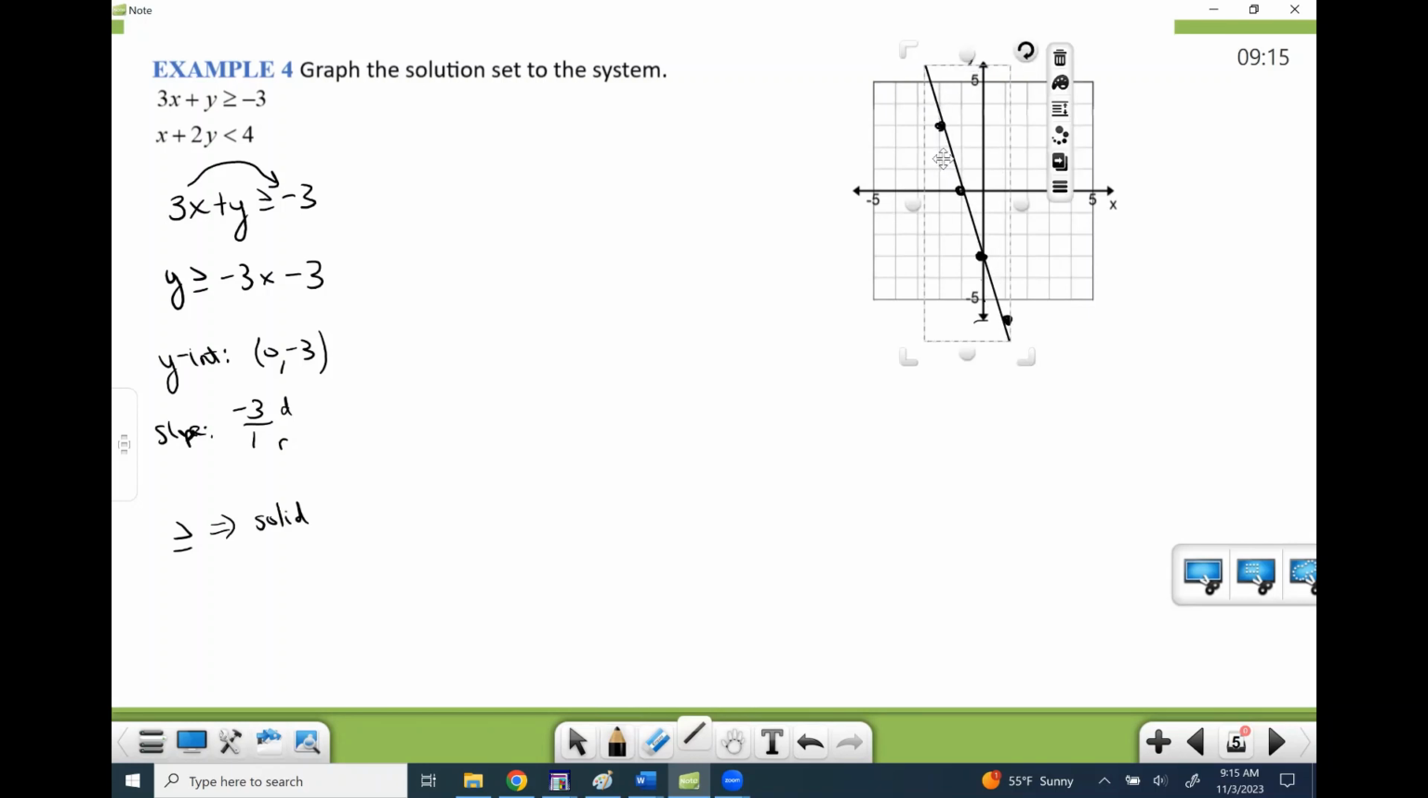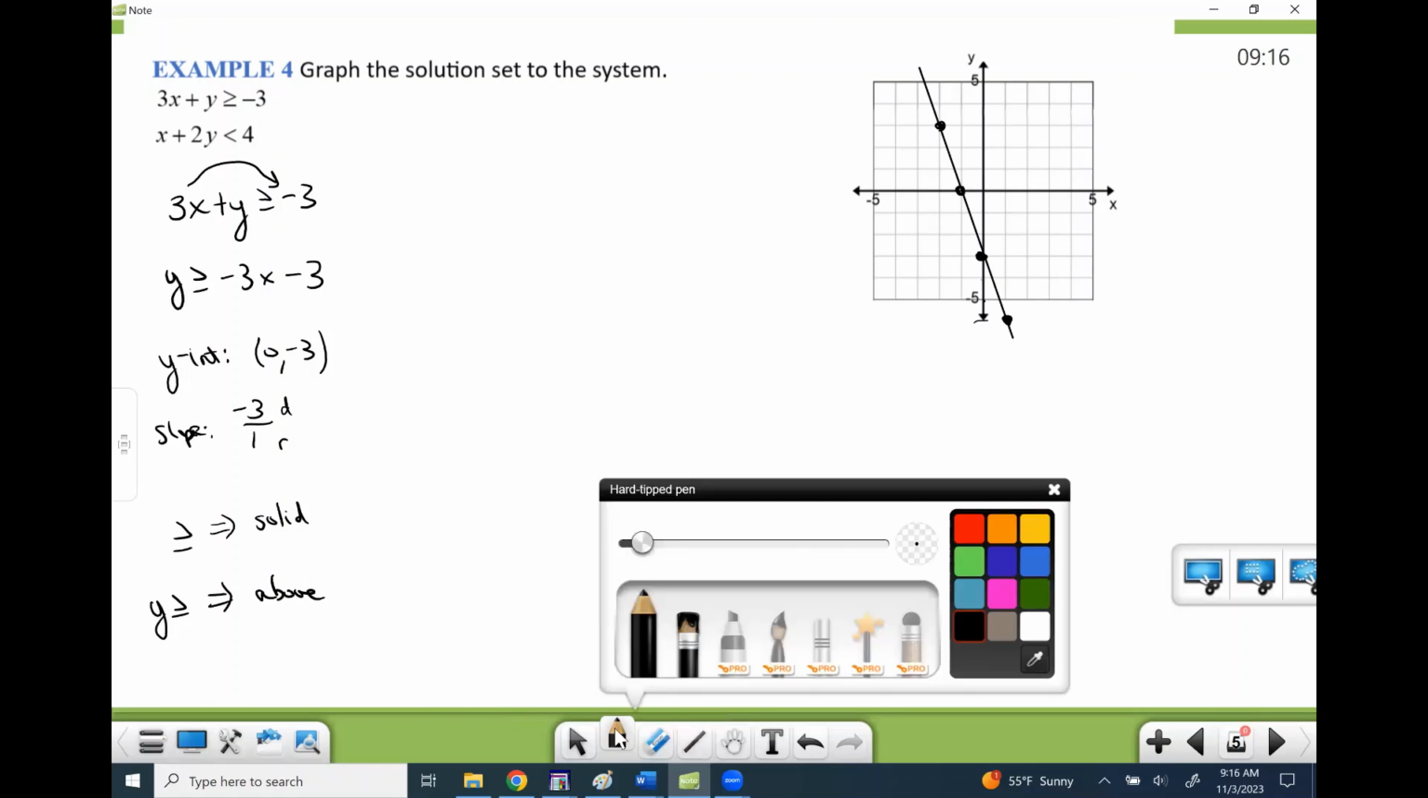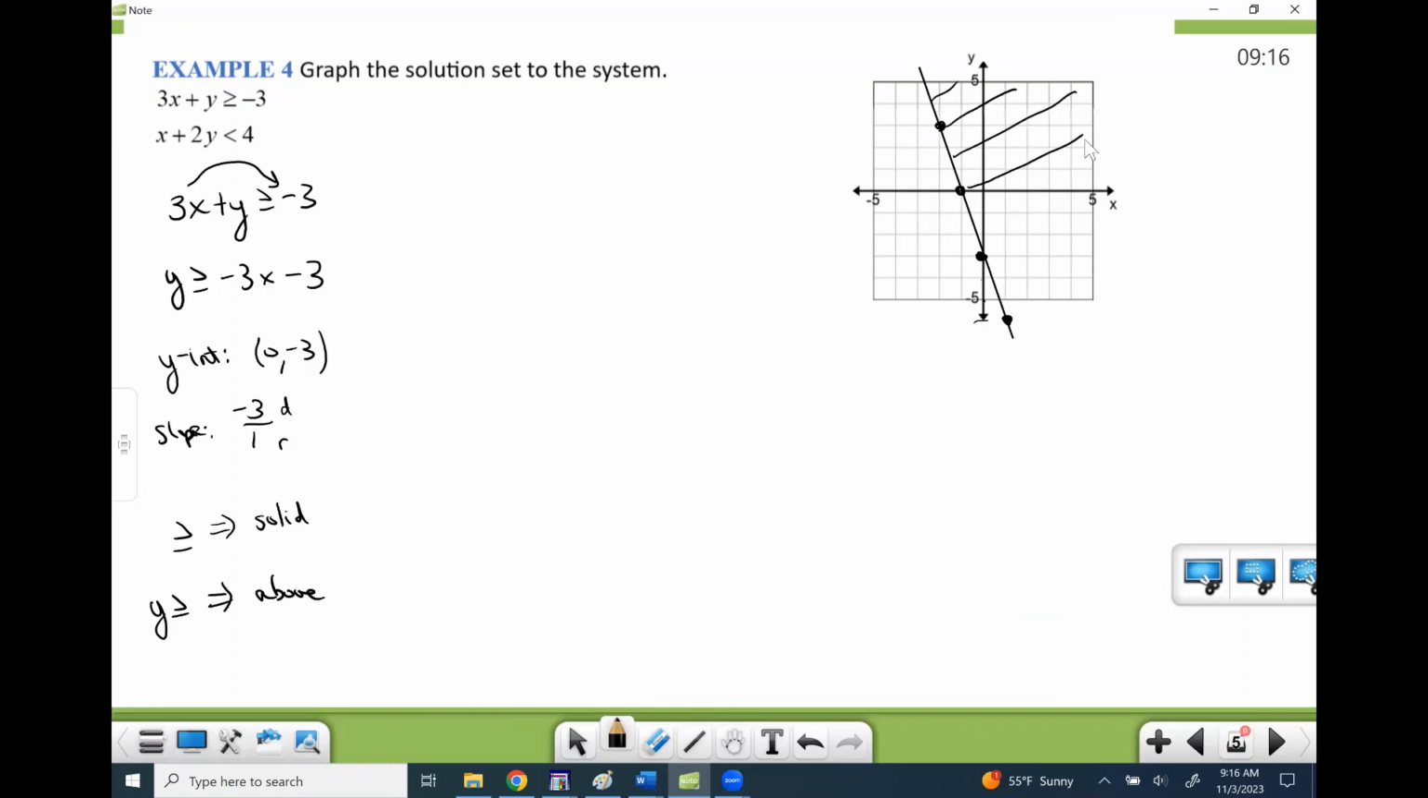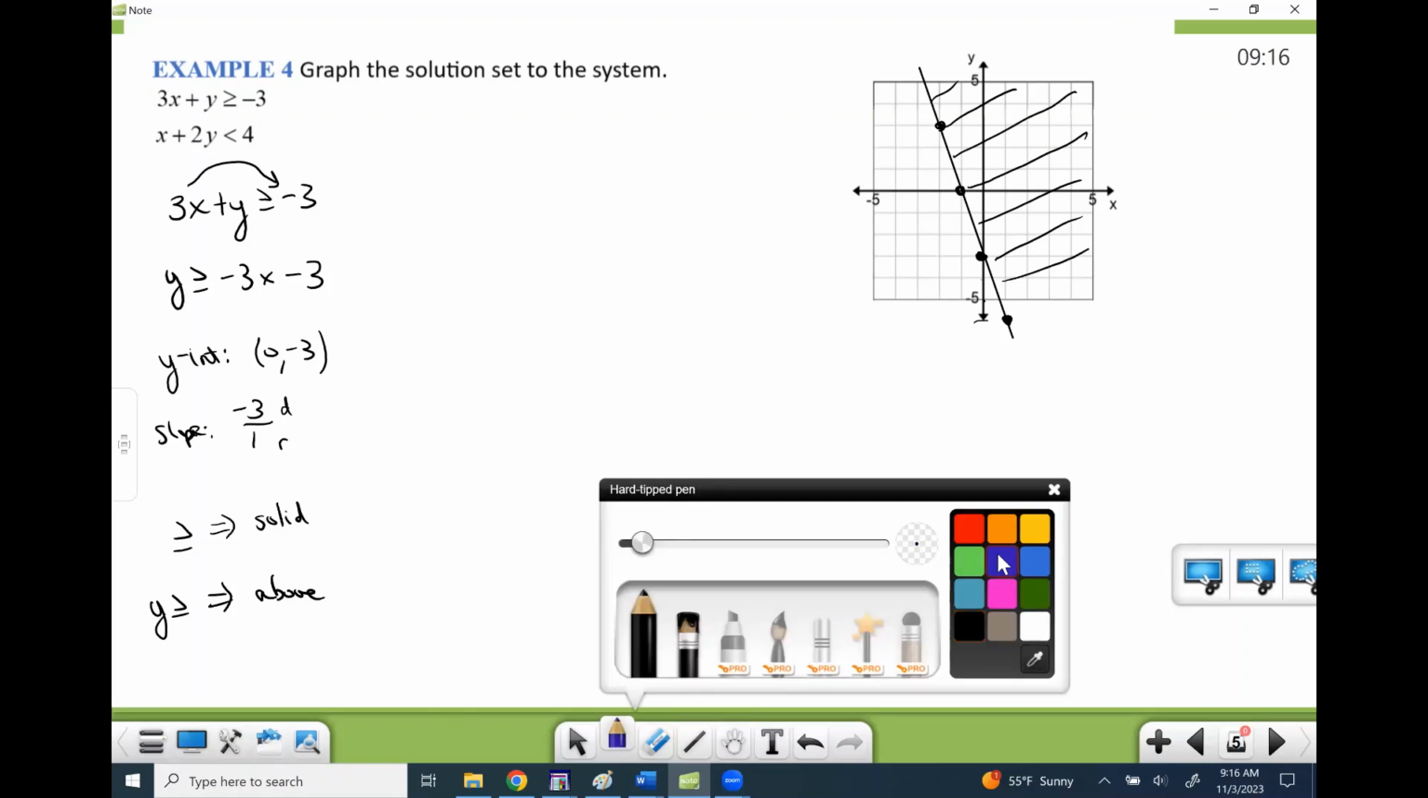All right. And then let me just twist it a little bit if I can. Yeah. Okay. All right. And since it's y is greater than or equal to, that implies that we're going to shade above. So let me actually just do this. All right, so now let's do the second line.